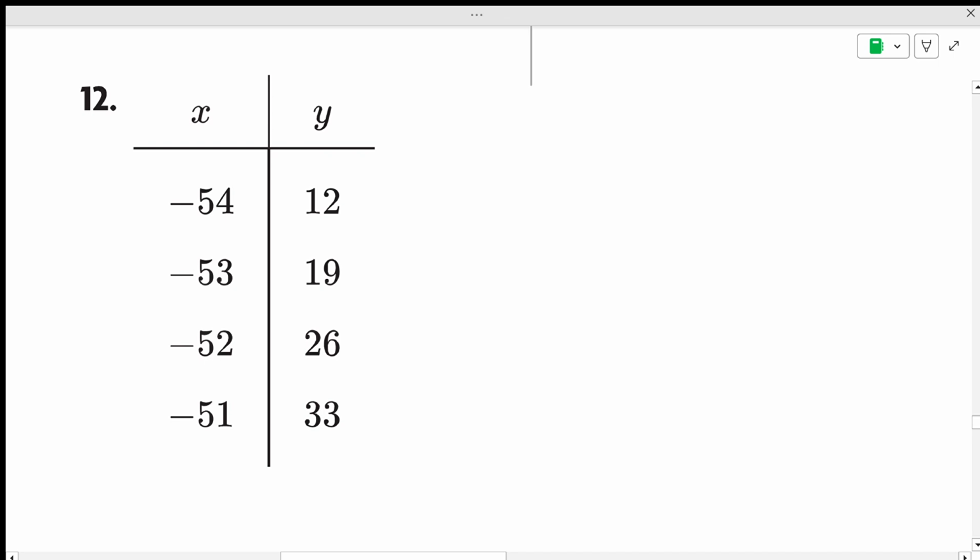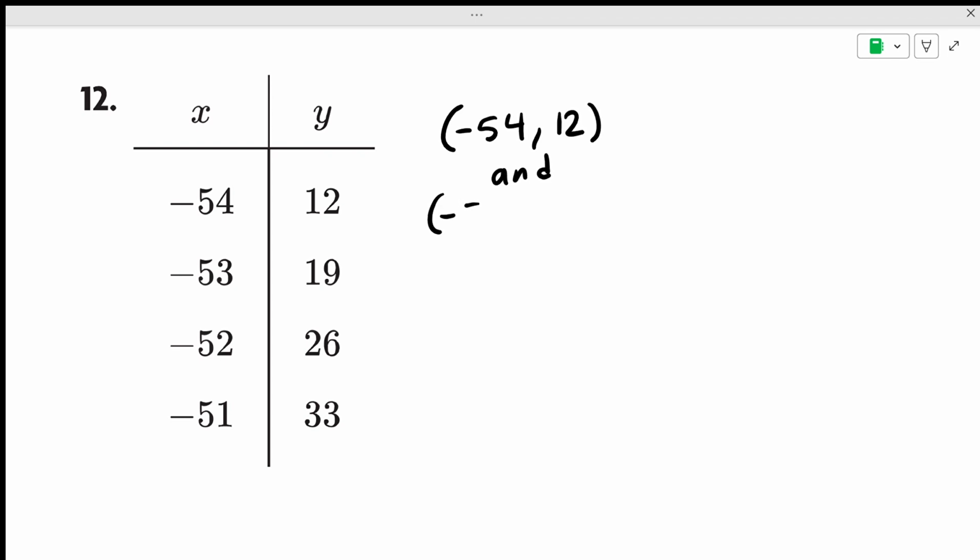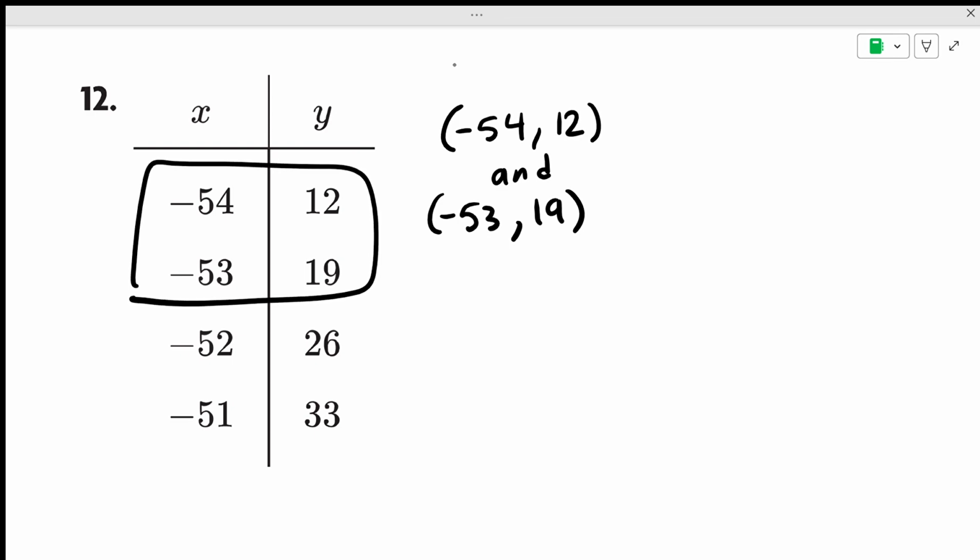So we're going to talk about writing equations from a table or from a couple of points. So imagine you had the points -54, 12, and -53, 19. You could take those points and put them in a table like this and go from the table. I kind of like that better.